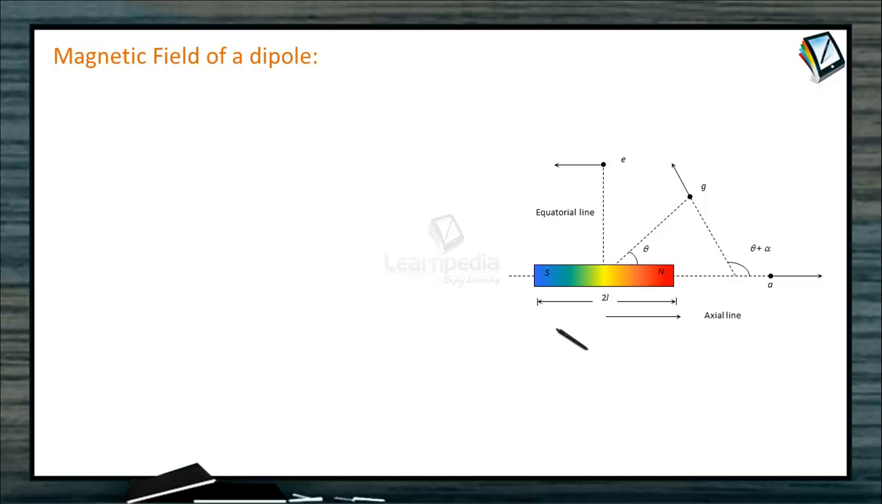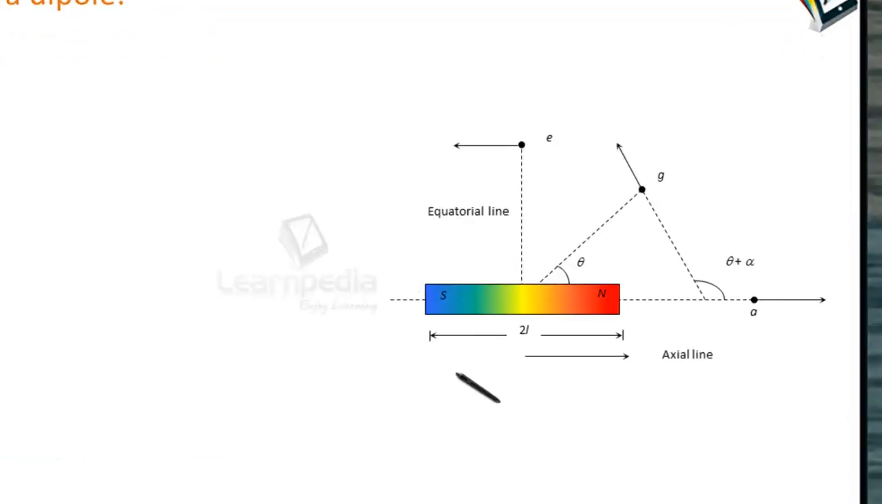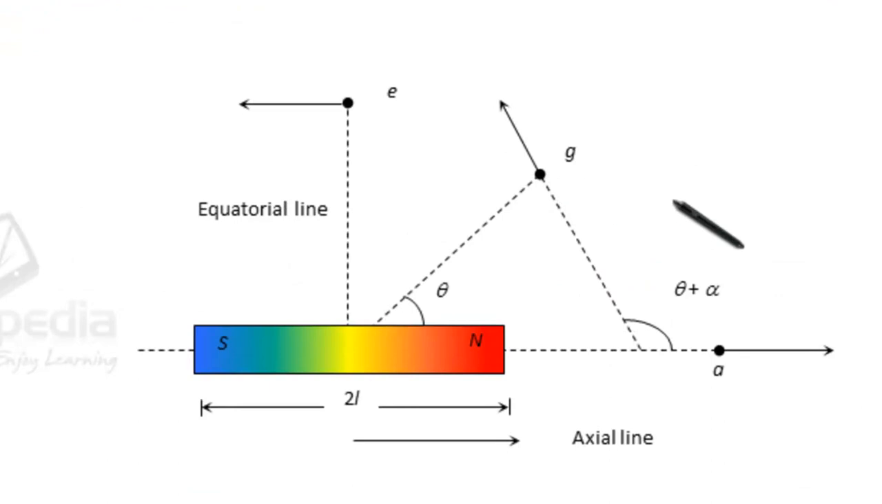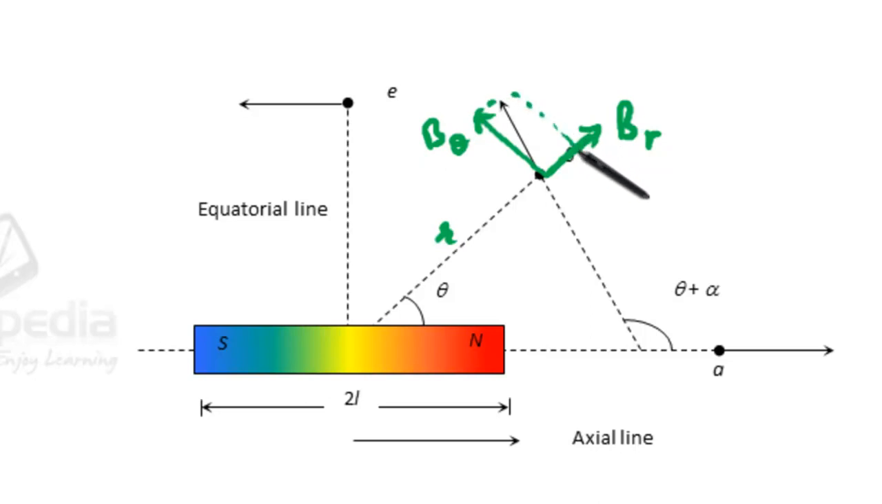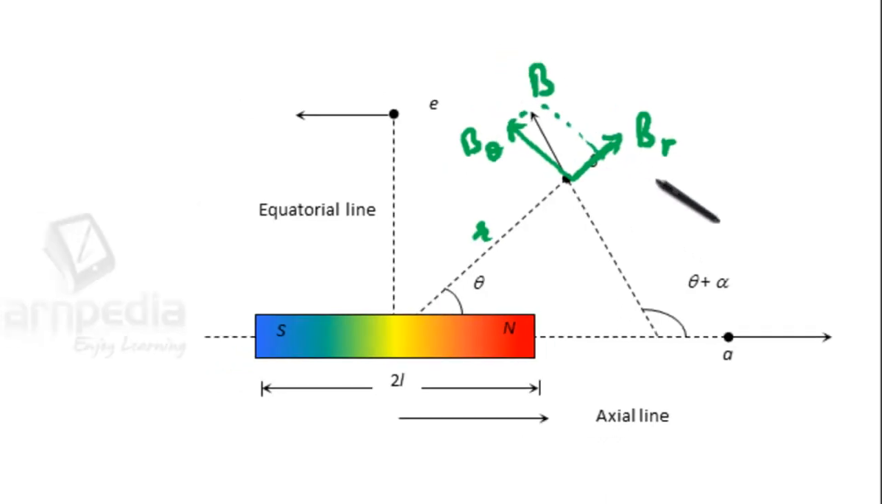Next we will calculate the magnetic field of a dipole. The magnetic field at any point P at an angular position theta at a distance r from the center of the dipole, we can resolve into two components. One component is along the radius vector direction, B radial, BR. Another component perpendicular to this is B theta. The resultant of these two will be equal to the magnetic field B.